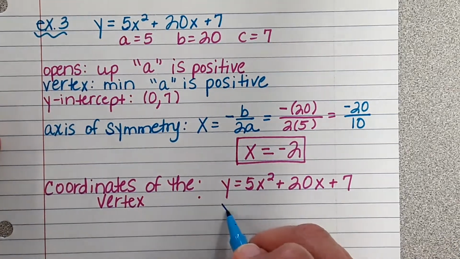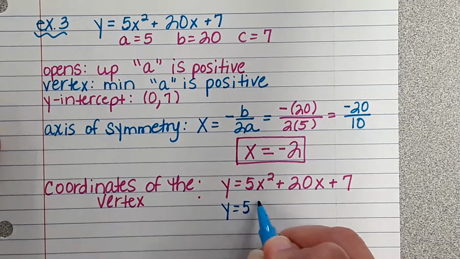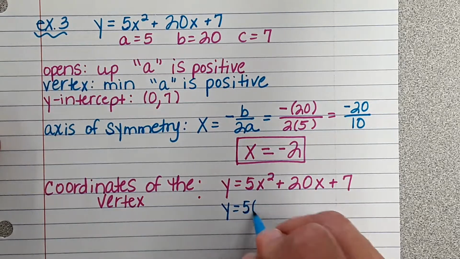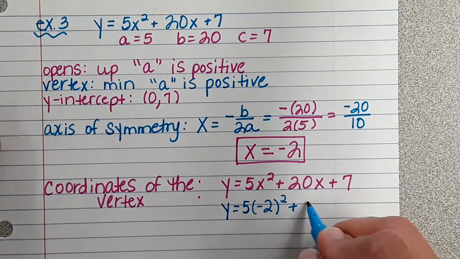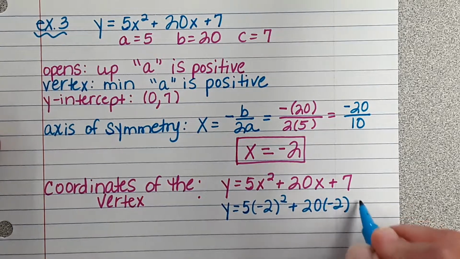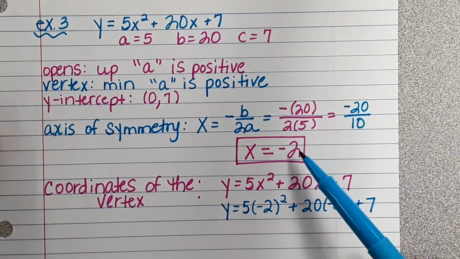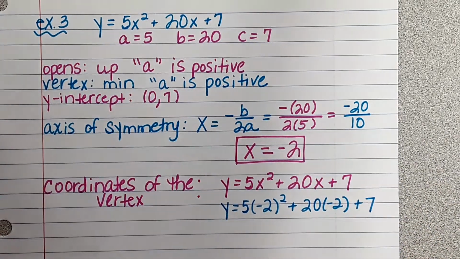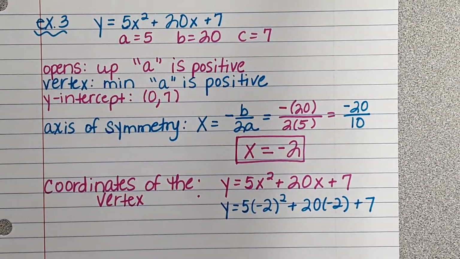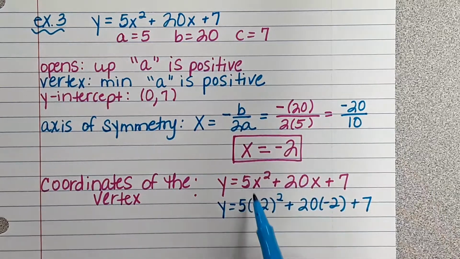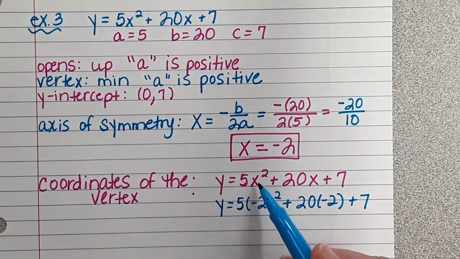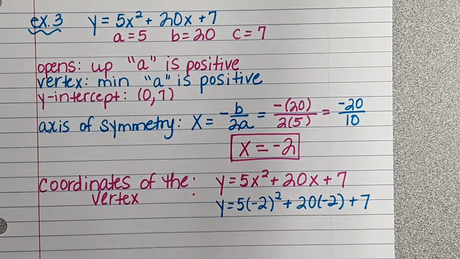So here we go. y equals 5 times negative 2 squared. I'm just replacing x with the negative 2, plus 20 times negative 2, plus 7. Again, I got the negative 2 from x equals negative 2. Now, when I go to put it in my calculator, let me show you how I would do it. Why negative 2 squared? Because it's x squared. It said 5x squared, so when you replace x with negative 2, it becomes negative 2 squared.